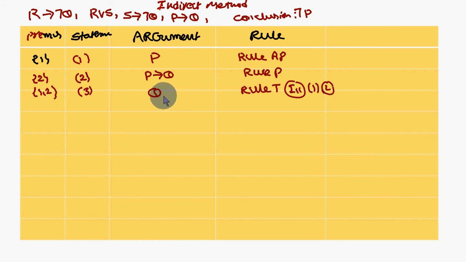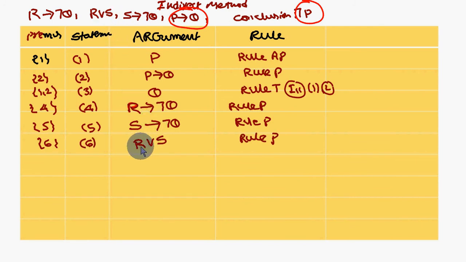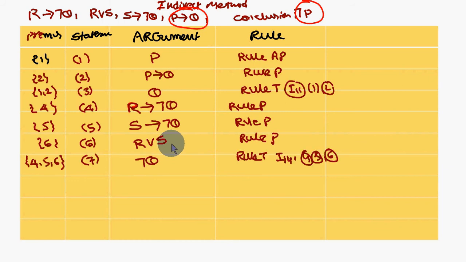Next, these two are completed premises, and you are left with three more. Next I am introducing R conditional not Q. I am introducing again S conditional not Q, and R or S. So if you look at these three, R or S, R implies not Q, S implies not Q. According to the implication I14, what you are left with is not Q, I14.